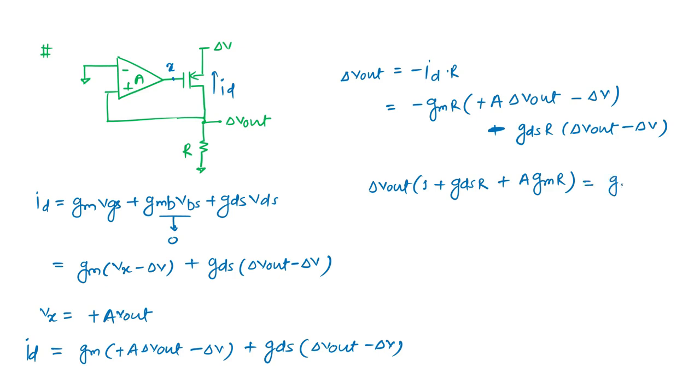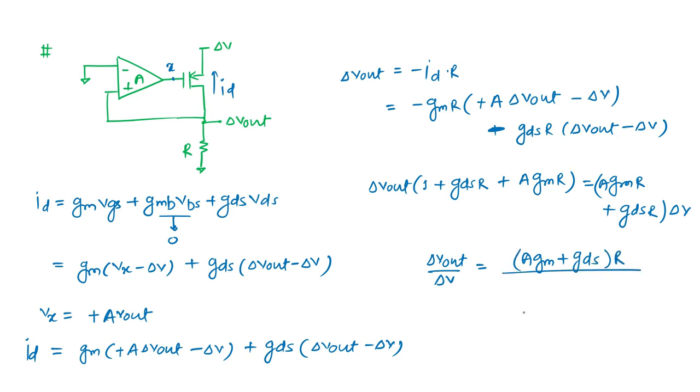Now comes to the other side: AGMR plus GDS R, this to be del V. So what is del V out by del V? It is coming as AGM plus GDS times R divided by 1 plus GDS plus AGM times R. So this is the expression I am getting here.